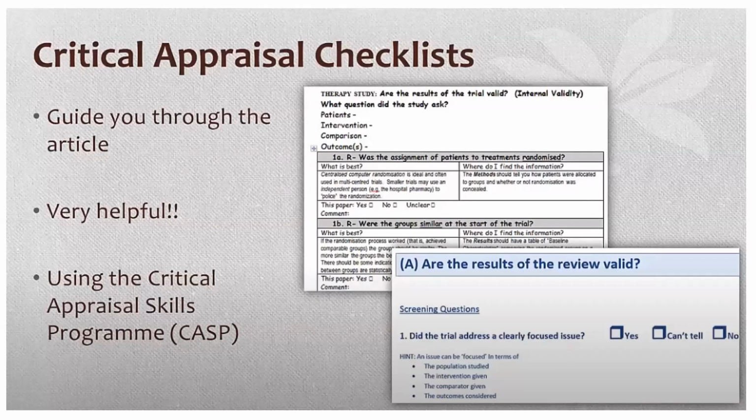First of all, we are very lucky that we have critical appraisal checklists that have been studied, evaluated, and validated by other researchers. So there are tools out there. We don't expect you to reinvent the wheel and come up with your own tool. There are enough tools that evaluate in a good, systematic way, and they are very helpful. The ones we'll use today are the Critical Appraisal Skills Programme tools.